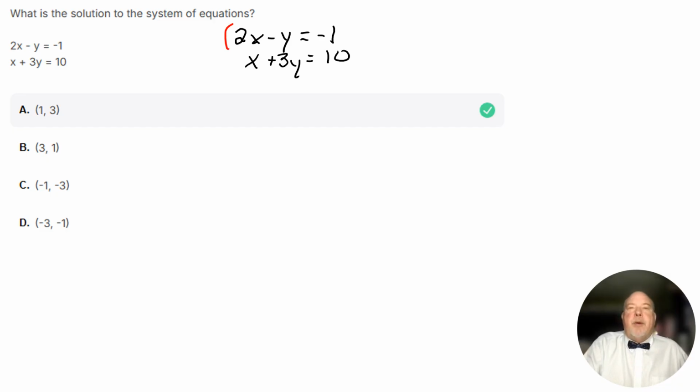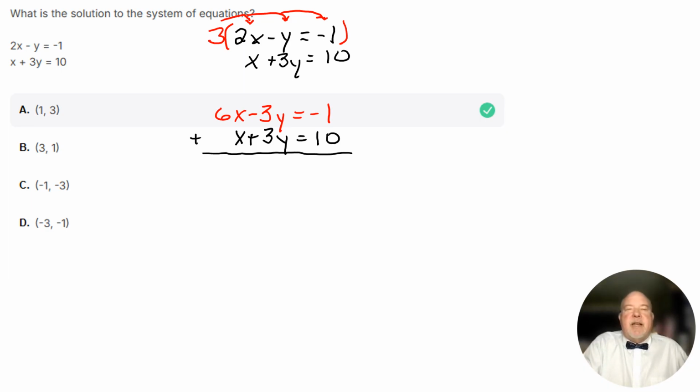When I do this, I have to multiply both sides of the equation by 3. Everything on both sides has to get multiplied by 3 to keep the equation balanced. All right, so I'm going to rewrite that. Multiplying by 3, that becomes 6x minus 3y equals -1. And then I'm going to rewrite my other equation below it: x plus 3y equals 10. And now I'm going to add these together, again, to try to eliminate a variable. So 6x plus 1x, that would be 7x. And then minus 3y plus 3y, those are eliminated, which was the whole point here. And -1 plus 10 gives me 9.